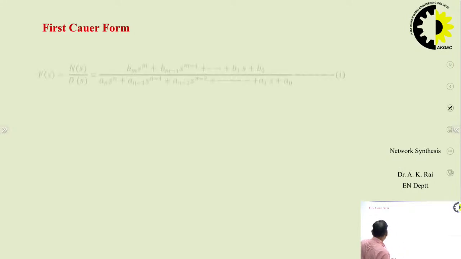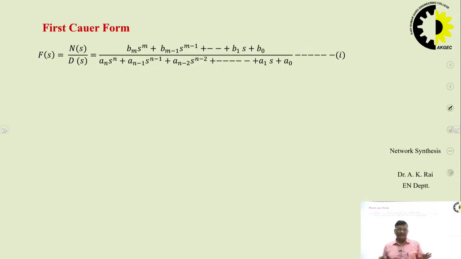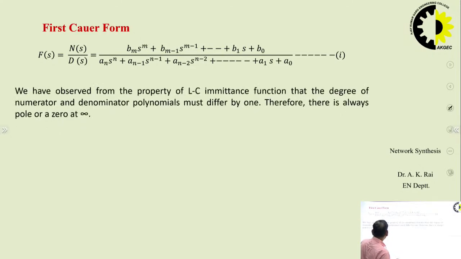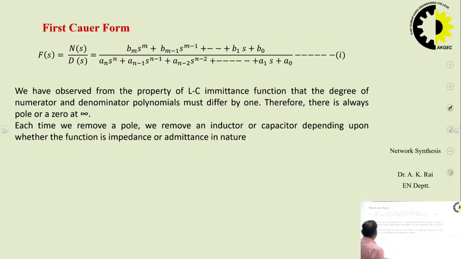Now come to the another one, that is the Cauer. Cauer is the ladder network development, okay. And if you go for the Cauer first, then we carry out the division method here, where in the Foster we carry out the partial fraction expansion, here we carry out the division method, that is the continued fraction expansion. Degree of numerator and denominator must differ by 1, because it is the ratio of odd to even, even to odd. Therefore, there is always a pole or 0 at infinity, depending upon which one is higher.